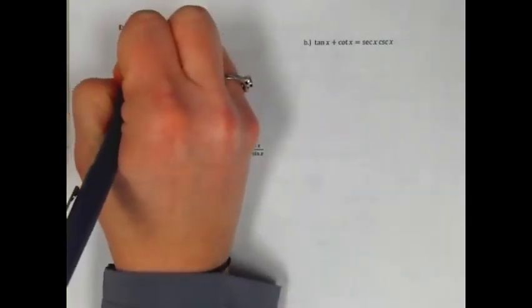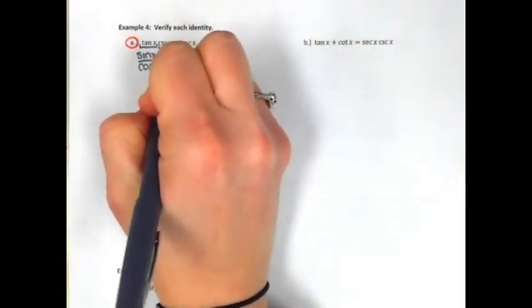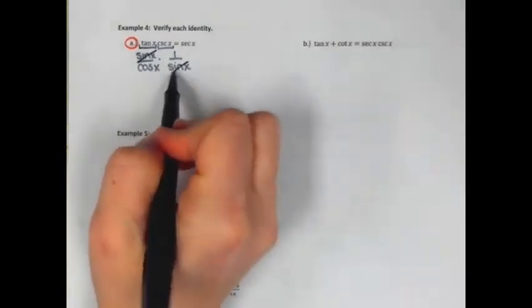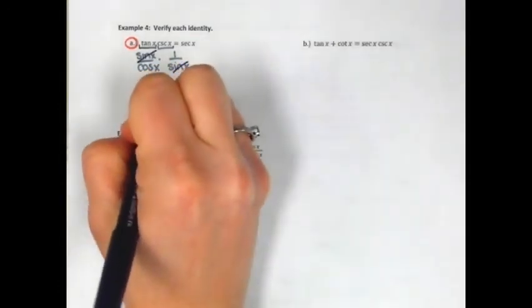So what do you guys know about tangent? Tangent is equal to sine over cosine. What do we know about cosecant? 1 over sine. So now we have sine x over cosine x times 1 over sine x. So what happens when we multiply those? The sines cancel, and I'm left with 1 over cosine x. And what is 1 over cosine x? Secant x. Is that what we wanted? Yep. So you're done.